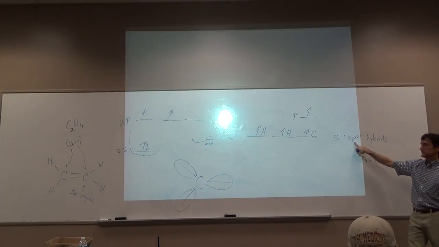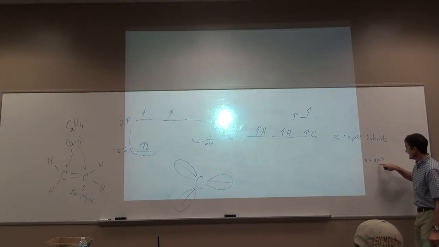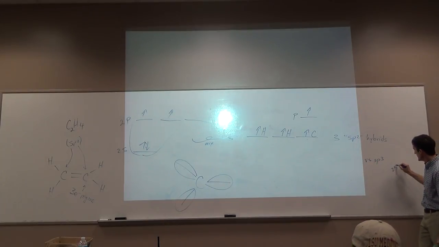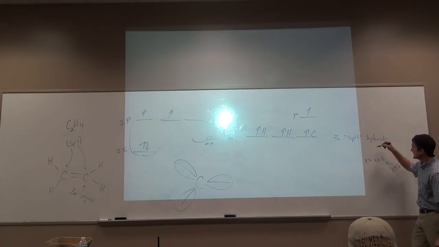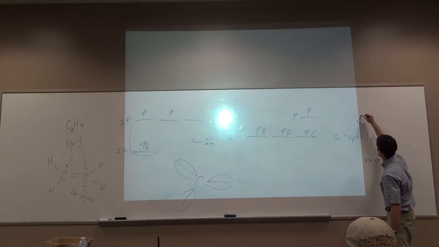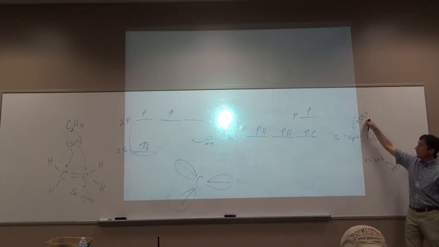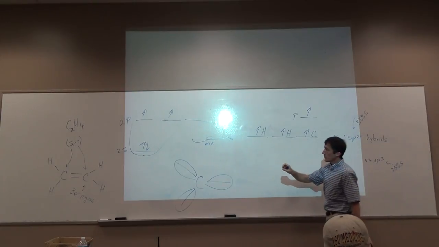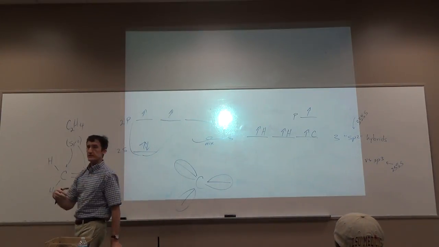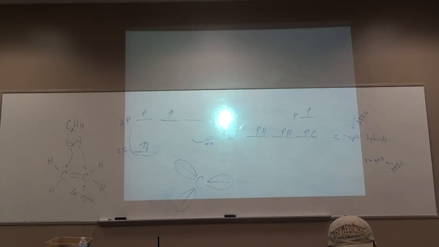Usually you talk about s character. What's the percent s character here? 25% s. This is what? 33% s. The more s character, the more it looks like an s and has the energy of an s. s is lower. So something that has more s character is going to be lower in energy. More s character looks more like an s.